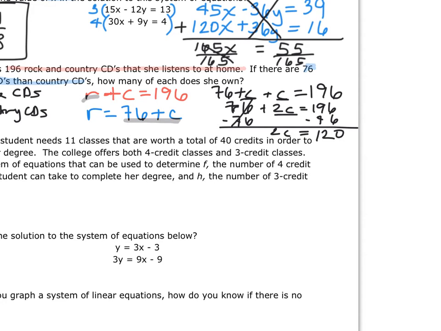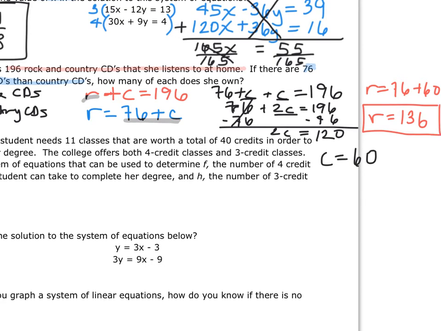All right, so then I'm going to divide both sides by 2. So how many country CDs does Janie have? 60. Perfect. So now to solve for how many rock CDs she has, what am I going to do with that 60? Add 76 to it. So R equals 76 plus 60. So how many rock CDs does she have? 136. So she has 136 rock CDs and 60 country CDs.